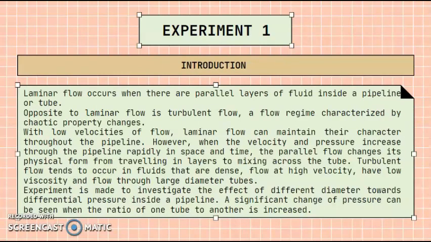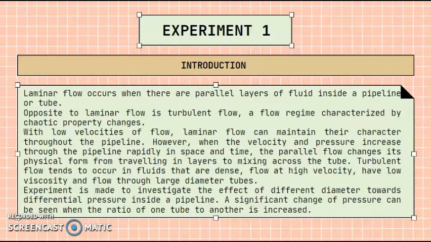The introduction of this experiment 1 is regarding the laminar flow and also the turbulent flow. The laminar flow occurs when there are parallel layers of fluid inside a pipeline or a tube. The opposite one is the turbulent flow, which is characterized by chaotic property changes. With low velocities of flow, laminar flow can maintain its character throughout the pipeline. However, when the velocity and pressure increase through the pipeline rapidly in space and time, the parallel flow changes its physical form from traveling in layers to mixing across the tube.